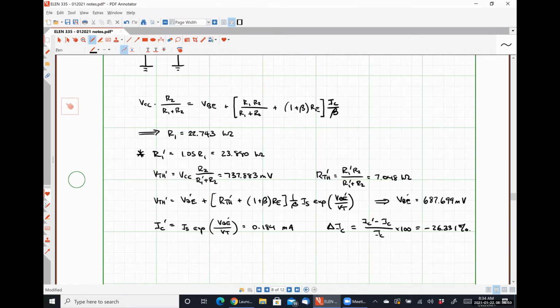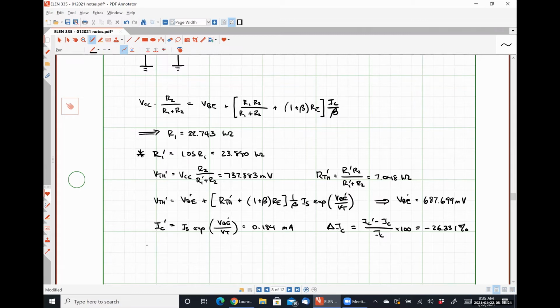Okay, so that's still an appreciable change in the collector current, right? But we need to remember that that's a change due to a 5% change in the resistor value, as opposed to the 1% change we saw previously, right? So before, an increase by 1% caused an increase of collector current by 36%. Here we're seeing an increase of 5% gives us a decrease of 26.3% in our collector current.